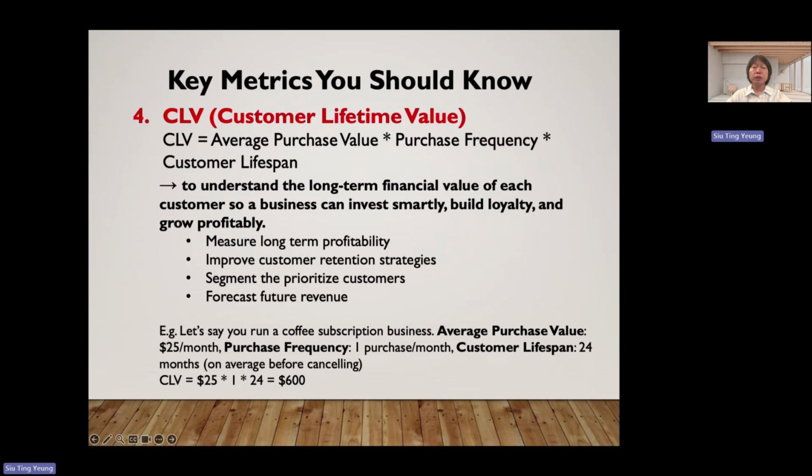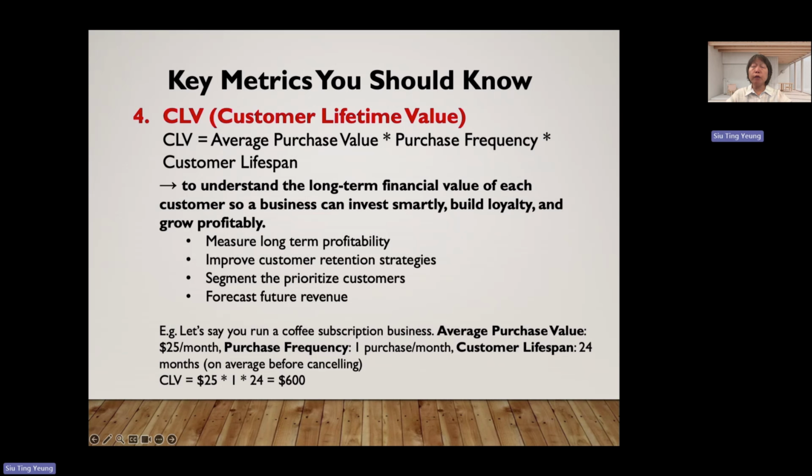Here's the example. Let's say you run a coffee subscription business. Average purchase value amounts to $25 per month. Purchase frequency is just one purchase per month. Customer lifespan is 24 months on average before canceling. So we get the CLV. It will be $25 multiplied by 1 multiplied by 24. So the answer is $600.